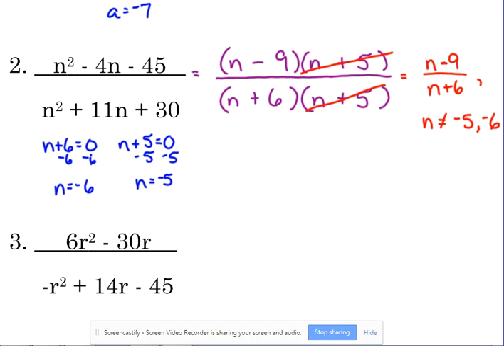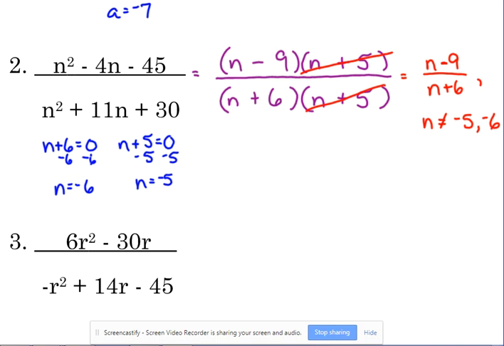Now, a lot of you are probably looking at that and saying, well, Ms. Redmond, why did you not cancel those n's? After you cancel the n plus 5, you write your simplified version right there. Why can't I cancel those n's? They show up in the top and in the bottom. The difference here is it's n minus 9 and n plus 6. Over here, we were multiplying, so we can cancel those entire factors. Now we've got these pluses and minuses. We cannot cancel those.